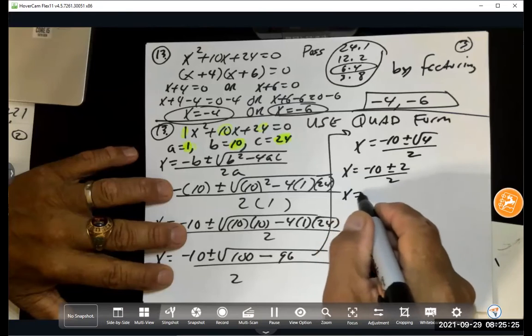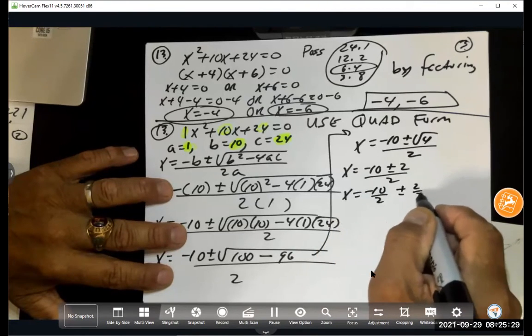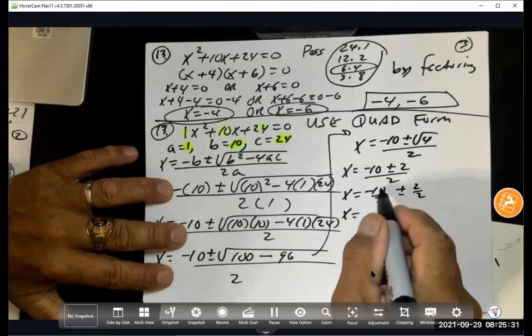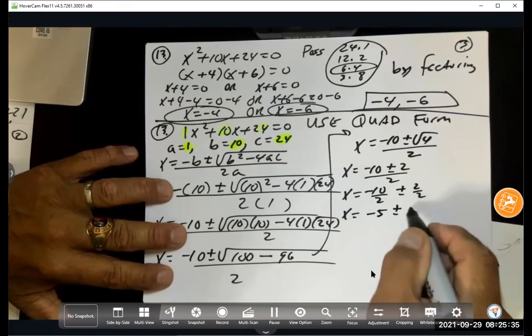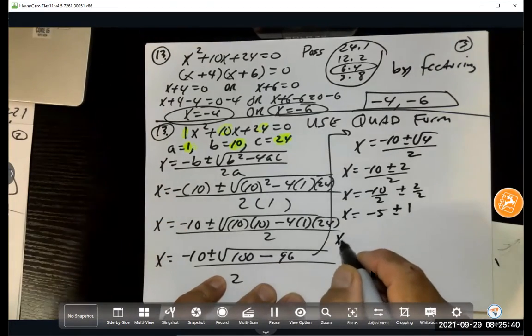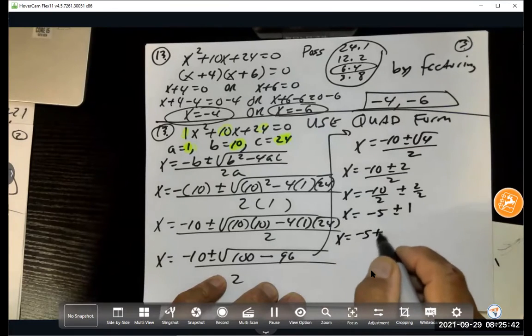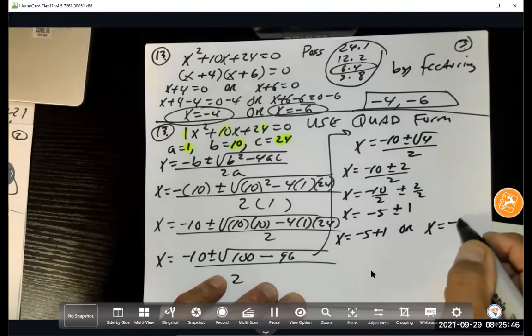Now I can divide 2 into both of these. Let me do this first. Since I can do this easy, that's what I'm going to do. So 10 divided by 2 is -5. And 2 divided by 2 is 1. So I still have this answer. Now I have either -5 plus 1, or x equals -5 minus 1.